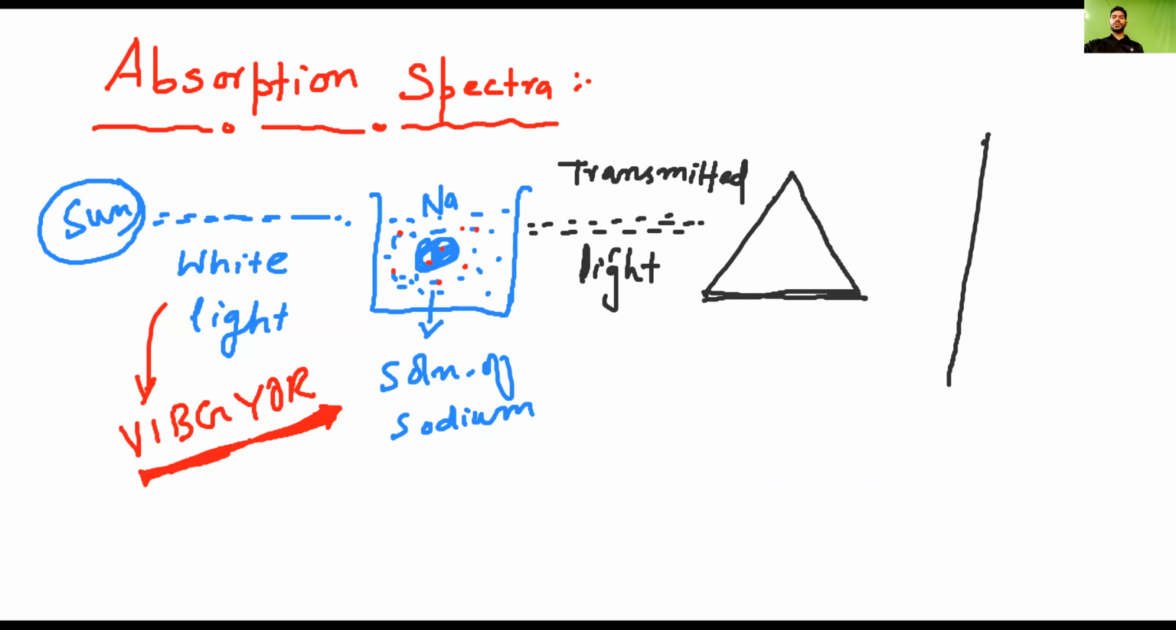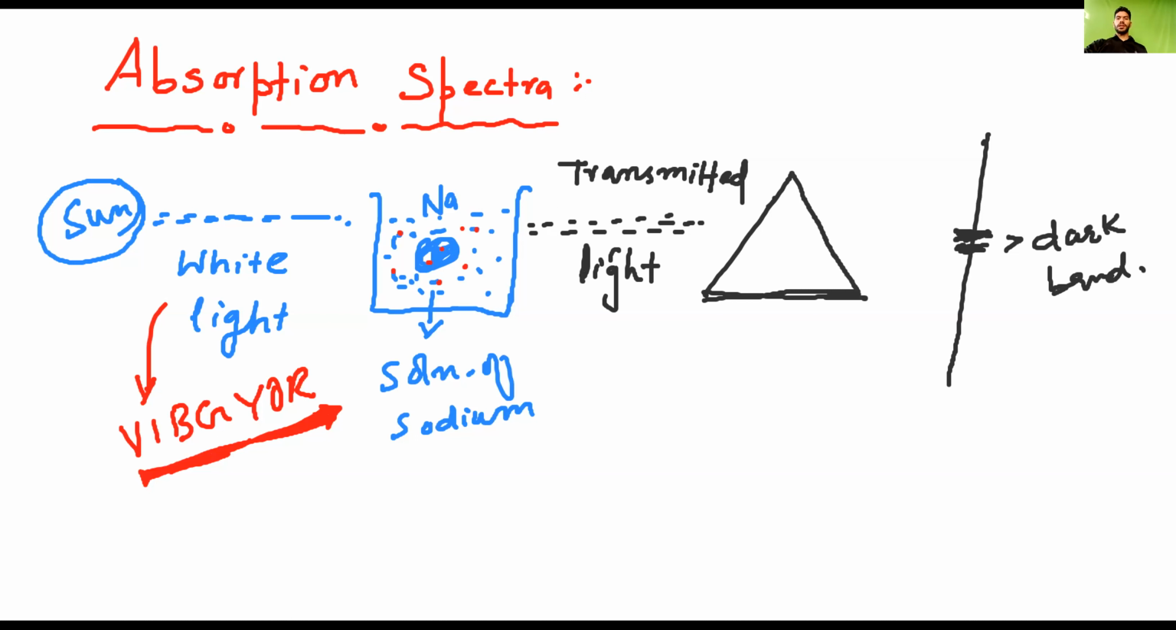So when you see the transmitted light here, what will you observe? Do you remember that in the case of sodium, when we took the emission spectra, we got the 2 yellow lines? In the emission spectra of sodium, we got 2 yellow lines. But here, in the case of absorption spectra, we get dark bands. So these are 2 dark bands. What does this dark band indicate? It indicates that it has absorbed these 2 colors, those yellow colors.